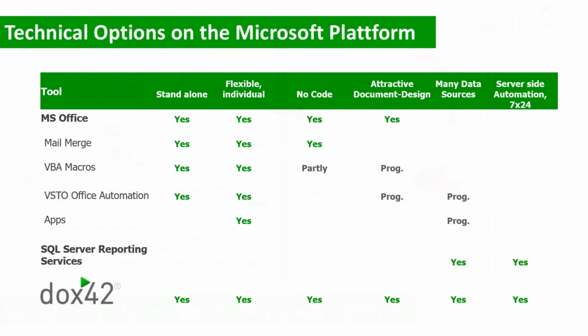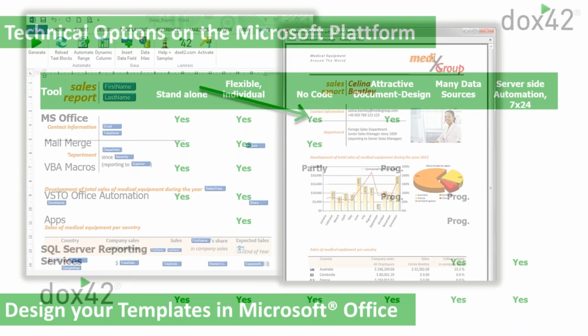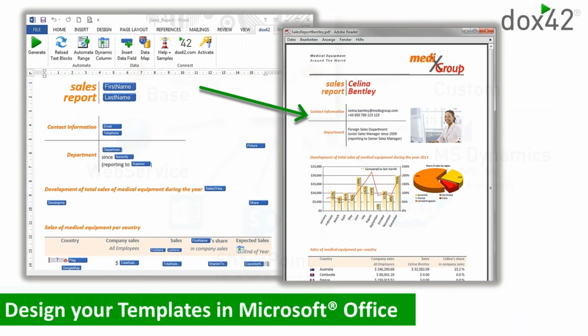And that's exactly the point where Docs42 comes into play, because we combine the advantages of the two approaches. Docs42 uses Microsoft Office for document template design. I'm going to show you that in a few minutes. But you can integrate as many data sources as you like without any programming. We will see how to integrate SharePoint and SAP during the demos. And yes, you can create the documents on the server, server-side automation without Office automation. And that's one of the great USPs of Docs42.